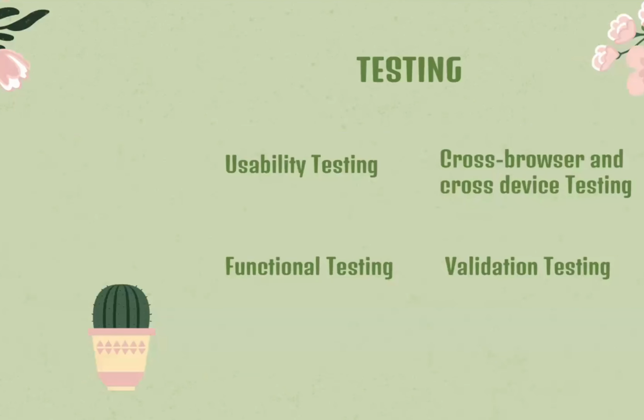Next, we'll move to the testing. These are the different types of testing we performed. Firstly, usability testing. Next, cross-browser and cross-device testing. Next, functional testing and validation testing. First, we move with the usability testing, what we implemented in our application.